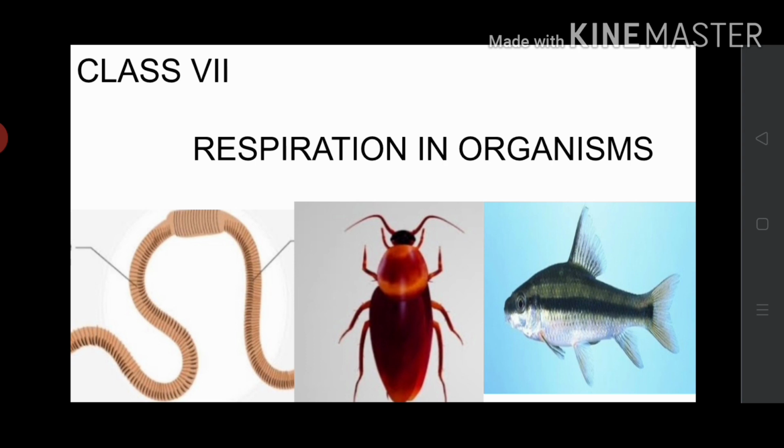Now let's learn the mechanism of respiration, and the respiration of earthworm, cockroach and aquatic animals. So let's start.